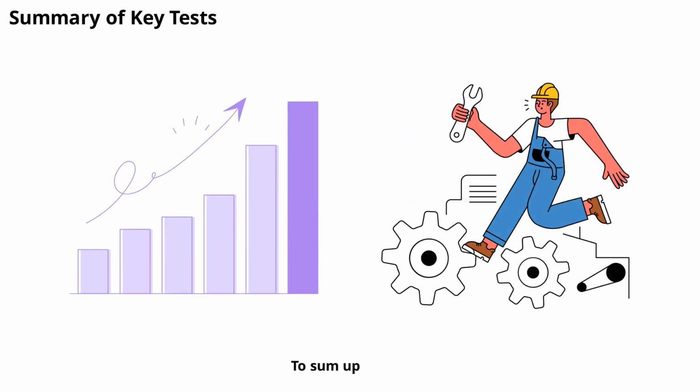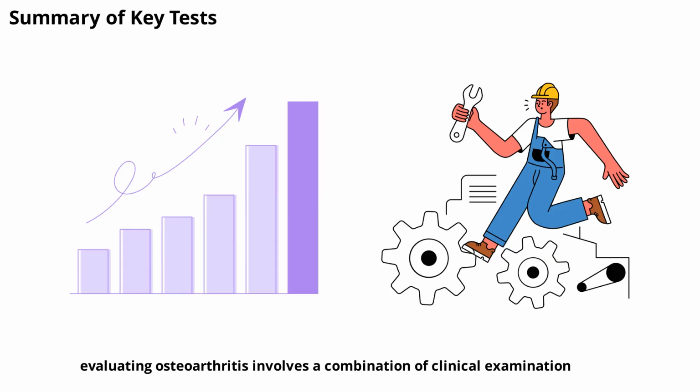To sum up, evaluating osteoarthritis involves a combination of clinical examination, imaging, laboratory tests, and functional assessments. Each test provides unique information that helps doctors diagnose the condition, rule out other diseases, and develop effective treatment plans.